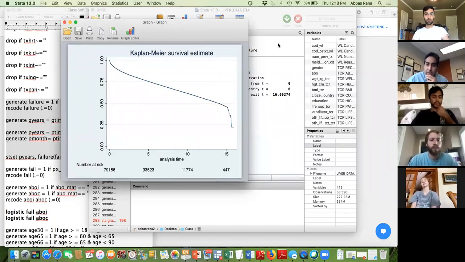Any other questions? So it's a time to event analysis, and that's a Kaplan-Meier. This is the entire experience of liver transplant in the United States, 80,000, the entire experience. So you can see at 10 years, you have about a 60% survival. And you can grasp that from this analysis.